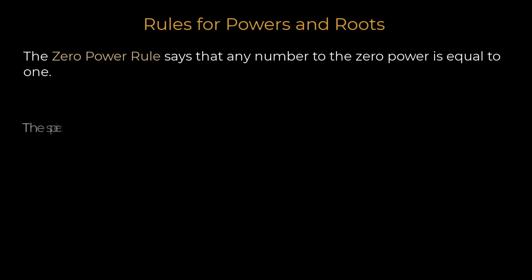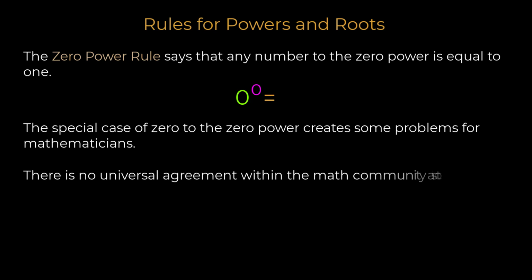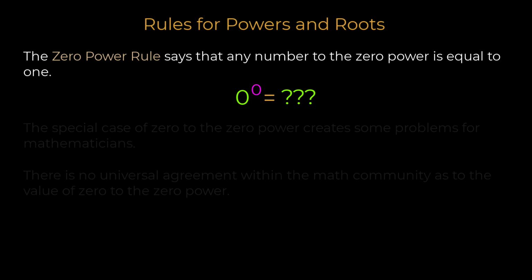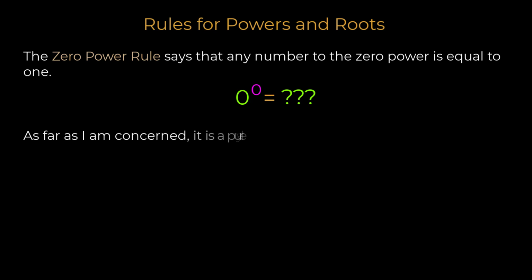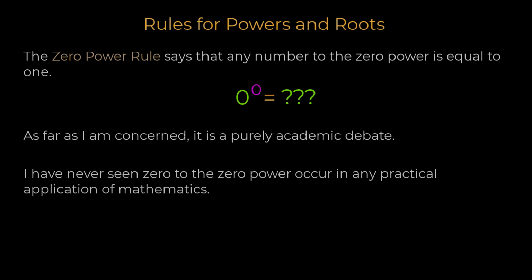As a note, the special case of 0 to the 0 power creates some problems for mathematicians. There is no universal agreement within the math community as to the value of 0 to the 0 power. Some mathematicians believe it equals 1, some believe it equals 0, and some believe it is undefined. As far as I'm concerned, it is a purely academic debate. I have never seen 0 to the 0 power occur in any practical application of mathematics.